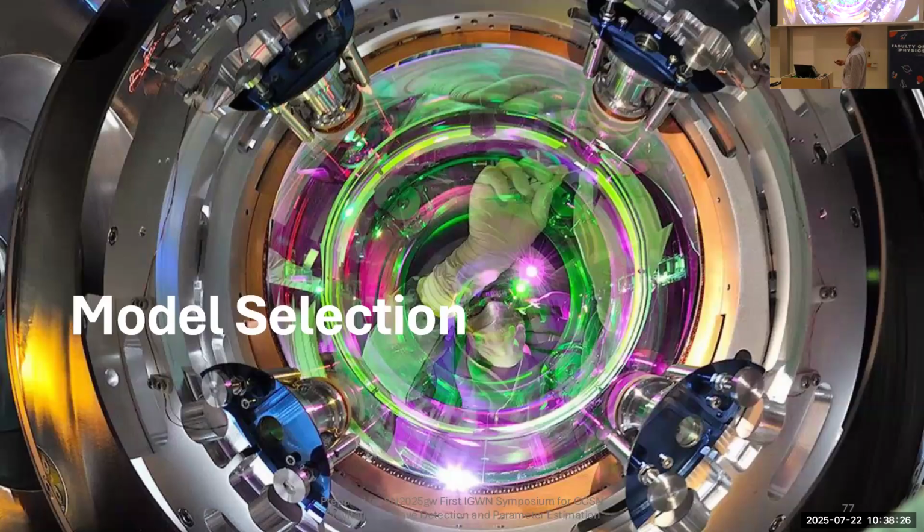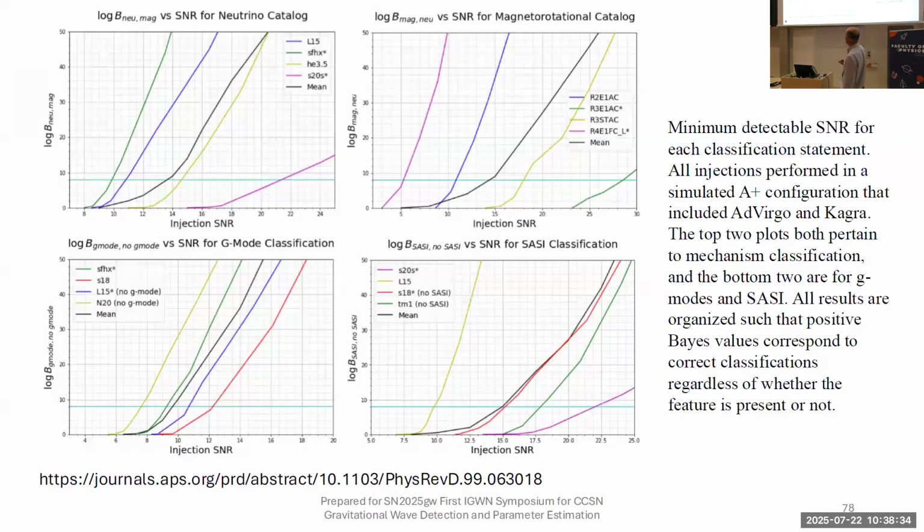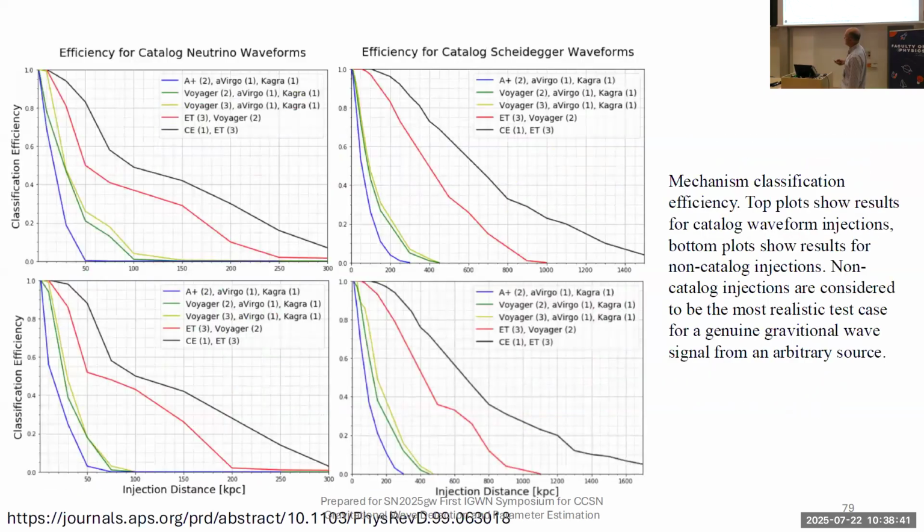Okay, a few words about model selection. This is the effort that Jade and others have been leading, the SME effort. It is based on trying to distinguish between rapidly rotating and slowly rotating progenitors. It's a very promising direction.